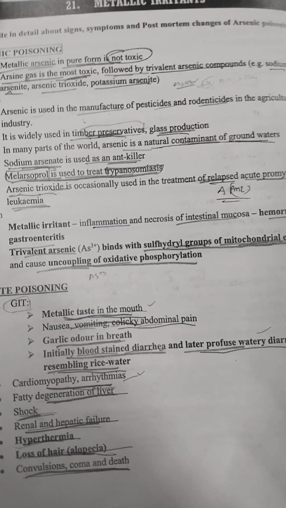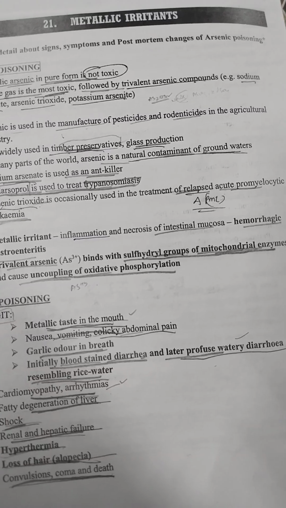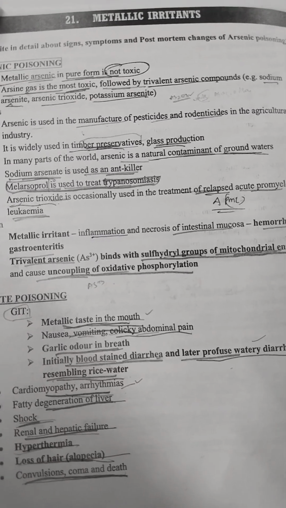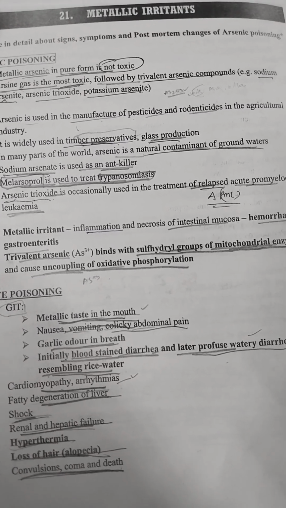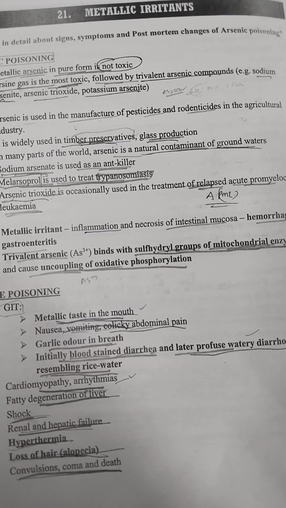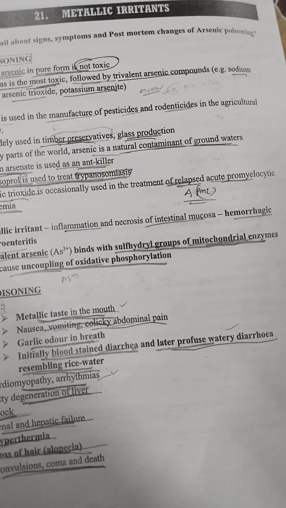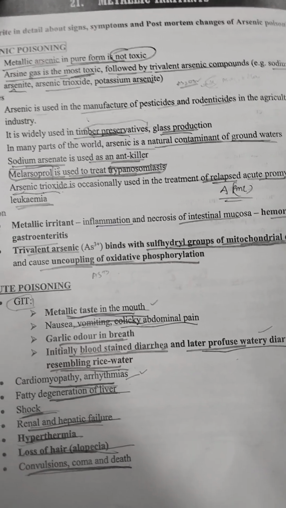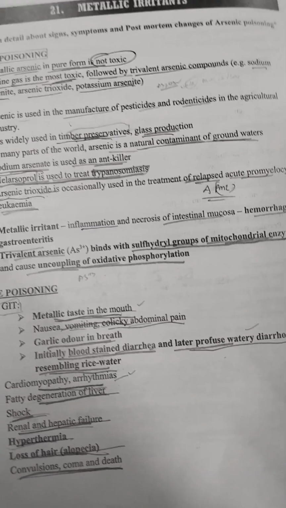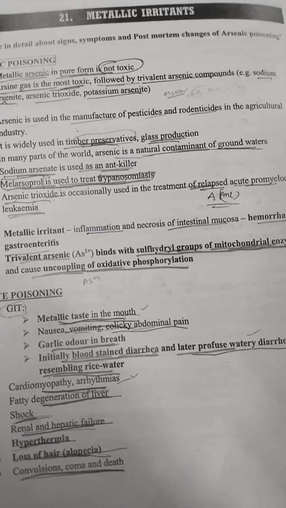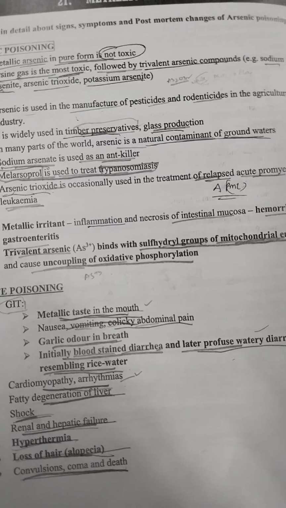It is a metallic irritant. It causes inflammation, necrosis of intestinal mucosa, and hemorrhagic gastroenteritis. Trivalent arsenic binds with the sulfhydryl groups of the mitochondrial enzymes. Even lead also binds with the sulfhydryl groups of the enzymes. This also binds with the sulfhydryl groups, and it causes uncoupling of oxidative phosphorylation.